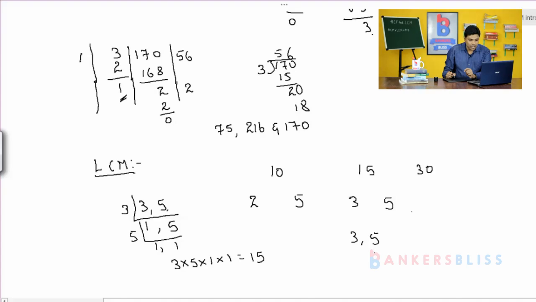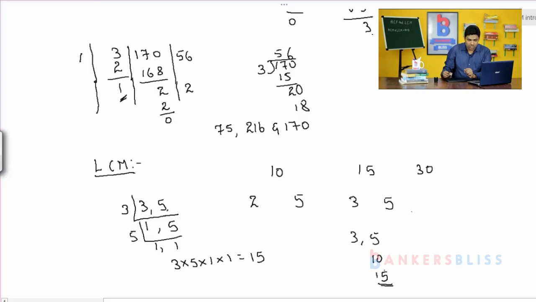So the next multiple of 5 is 10. Is 10 divisible by 3? No. Therefore, 10 is not the LCM. The next multiple of 5 is 15. Is 15 divisible by 3? Yes, it is divisible by 3. Therefore, 15 is the LCM.